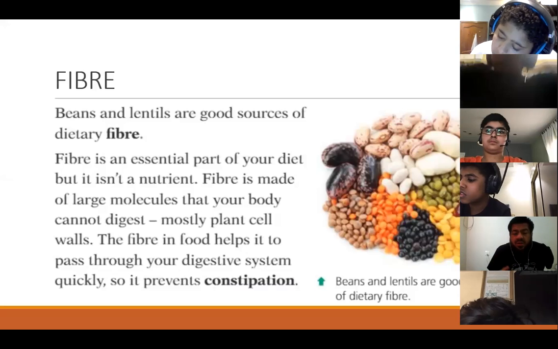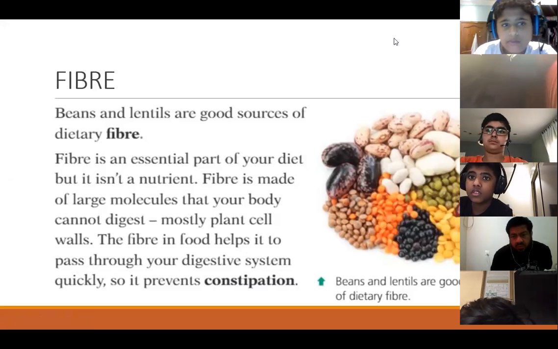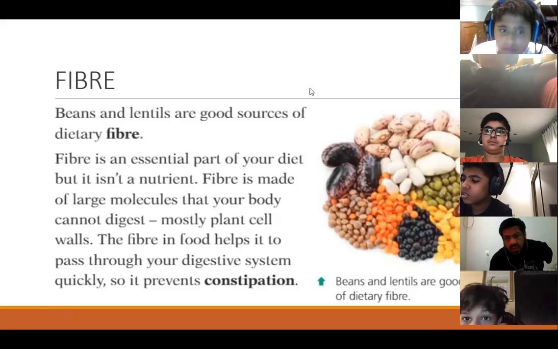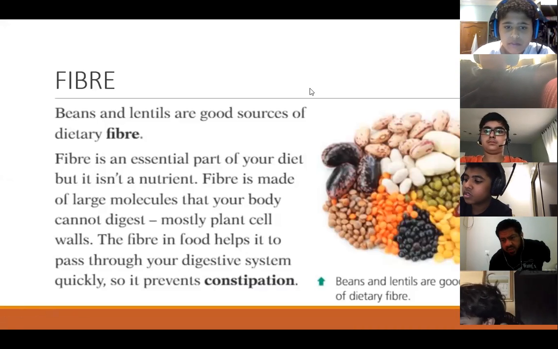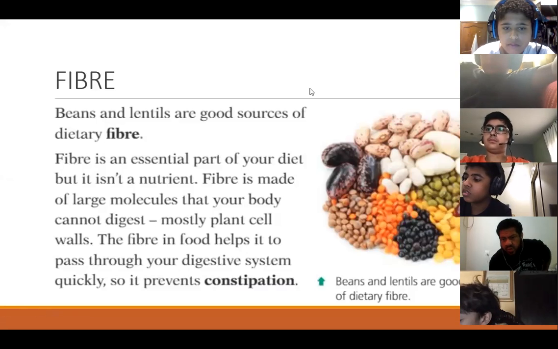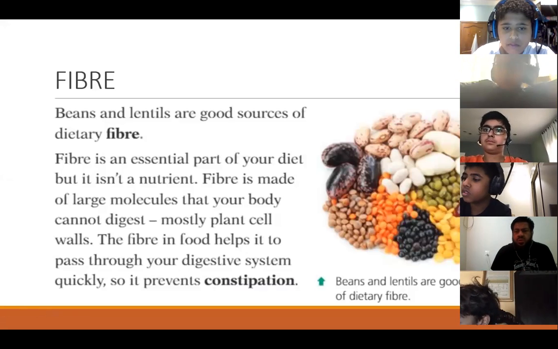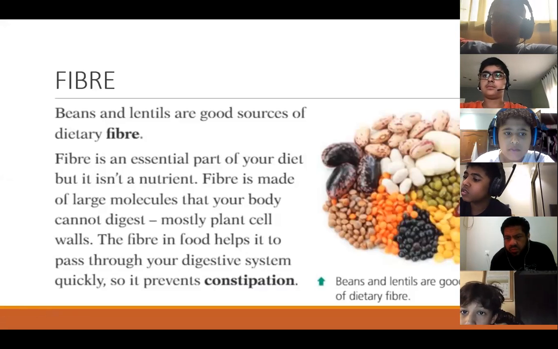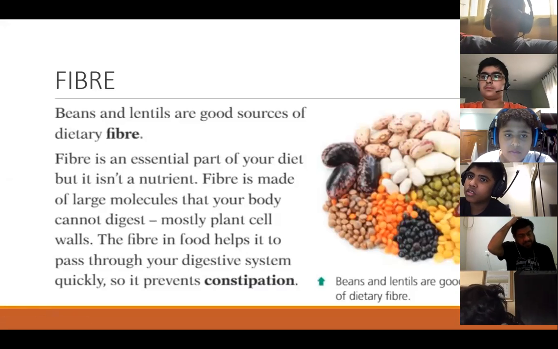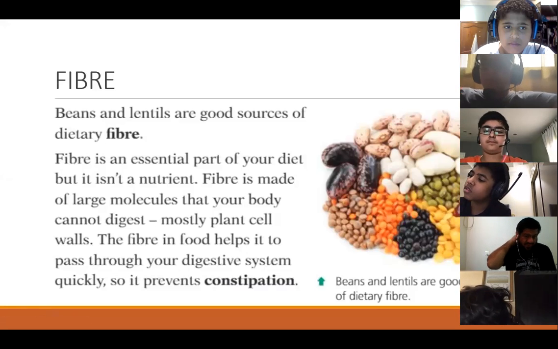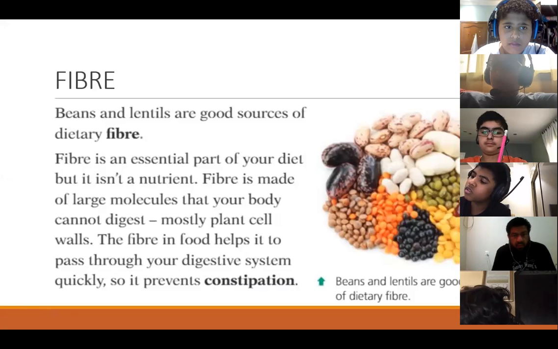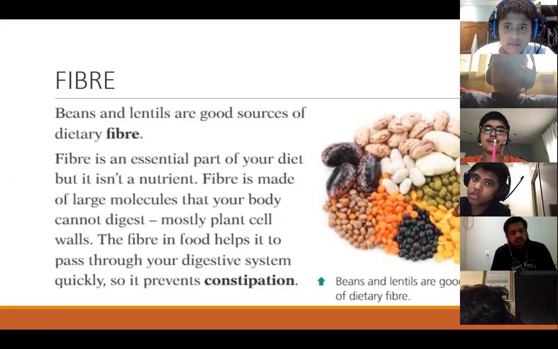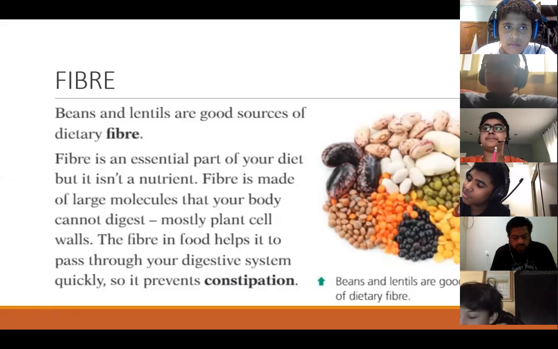So it prevents constipation. What is constipation? Everybody who knows, I'm going to lower everybody's hand and I'm going to ask you a question now. Anybody who knows what constipation is? Madavi knows, so I'll give the mic to Madavi. Yes, Mister. Constipation is when you can't poop and it's very hard to poop. Exactly. You are not able to pass out the stool.